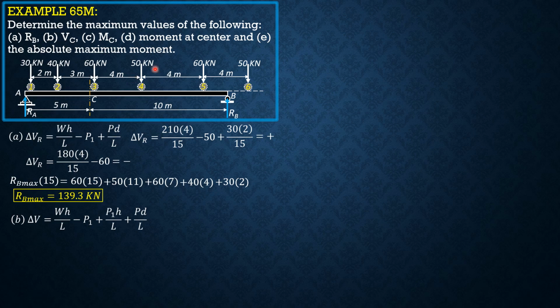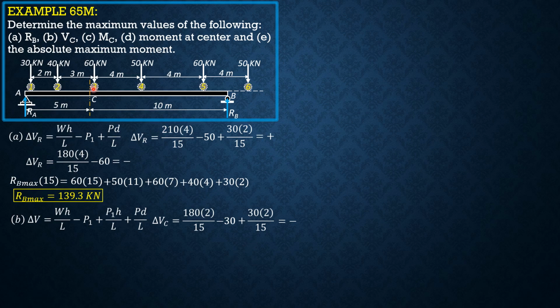130 plus 50, 180. So delta V sub C is 180 times 2 over 15 minus 30 plus 30 times 2 over 15. That's the only criterion. There will be no incoming load. So it is negative. So that means the preceding position of load 1 over C gives maximum shear at C. So load 1 over C satisfies the criterion.